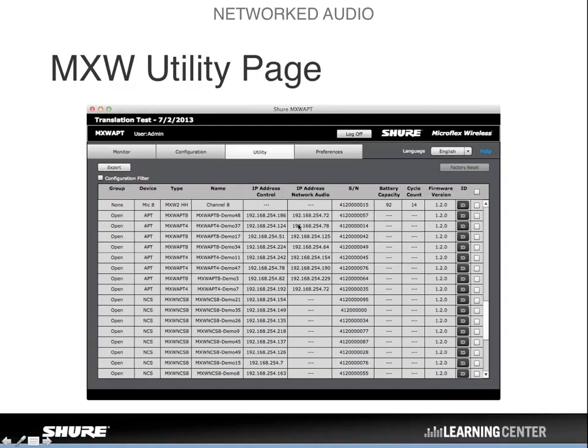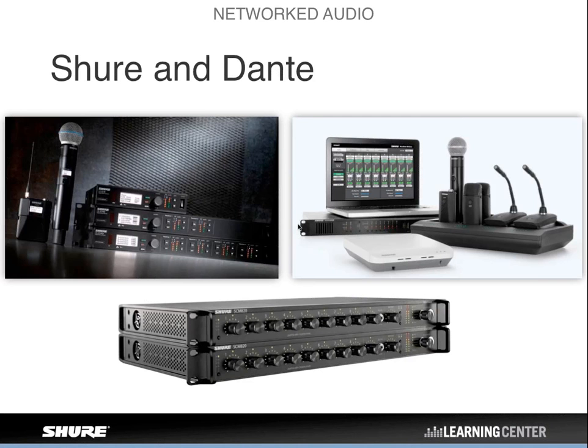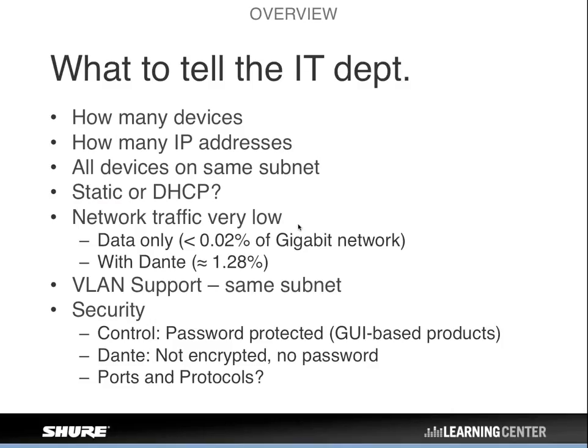So this is important when you're going on a corporate network and you're getting IP addresses from the corporate IT department. You need to specify exactly how many IP addresses you need, and in some cases, per device, you need more than one. So this brings us to a good way to end and summarize things here: communicating with the IT department.